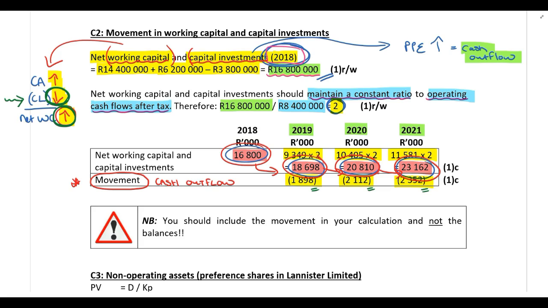All right, so guys, we can see that the net working capital balance each year is increasing. What are the potential reasons why it's increasing? Either it's because your current assets are increasing or your current liabilities are decreasing. So what's sitting in your current assets? That's inventory and debtors. Now guys, if inventory and debtors are increasing, that means the company's buying more inventory, and it means that debtors are not settling their accounts. So both of these things indicate a cash outflow.